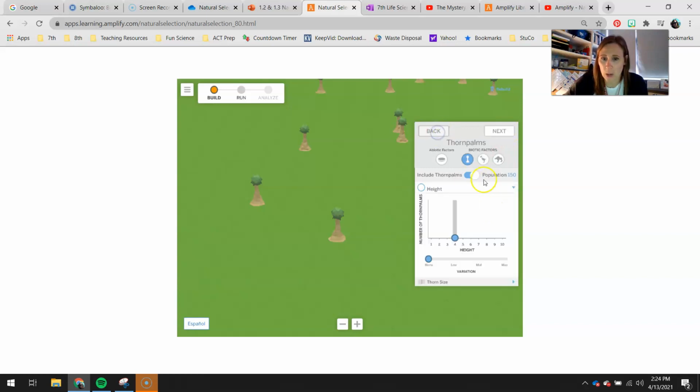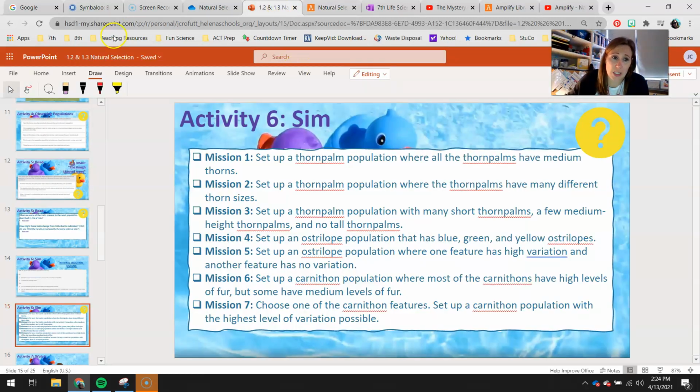Okay, then if we actually look, we can say next, turn off our australopes and our conothons, or we can hit back and go through. So that's how you turn off the different populations. But like I said, your first mission is just the thorn palms, and you don't actually have to hit run to see anything happen. Okay, you have no responses you need to do.